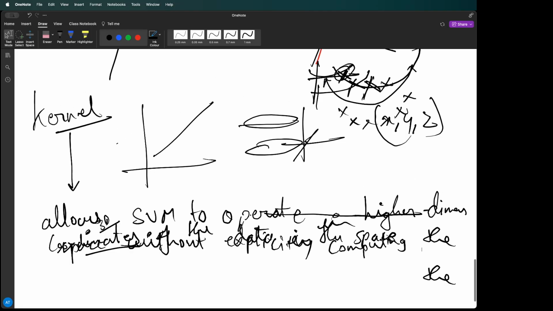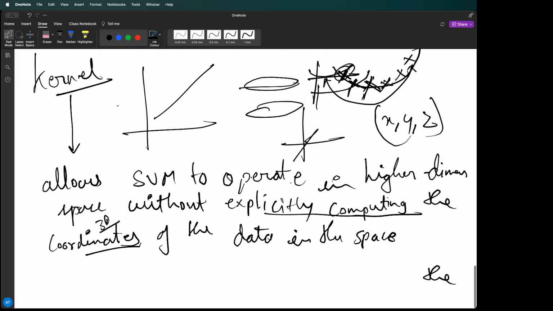Some of the common kernels. Again I am going with the notes, because right now nobody asked, and AIML will start only in third year. So you should also know the common kernels, and I am also writing them down.